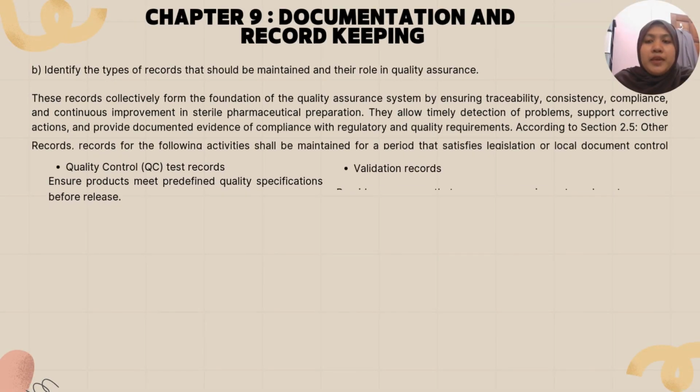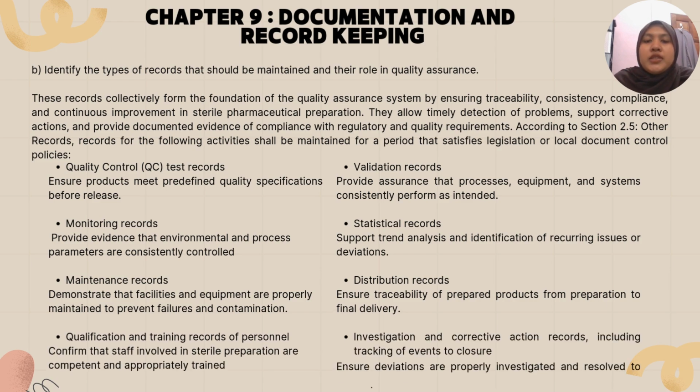This type of record to be maintained and their role in quality assurance. So these records collectively ensure traceability, consistency, compliance, and continuous improvement, forming a fundamental component of quality assurance in the sterile preparation process. So according to section 2.5, other records, the following records shall be maintained.